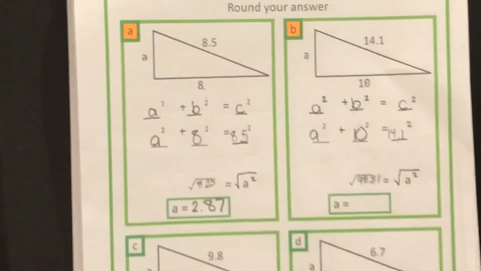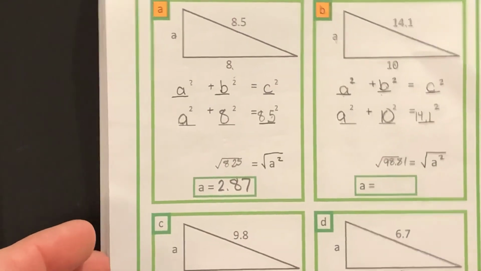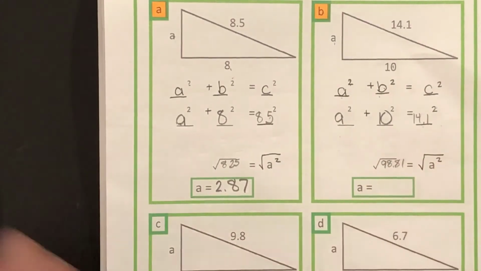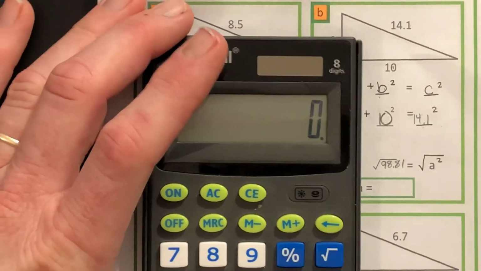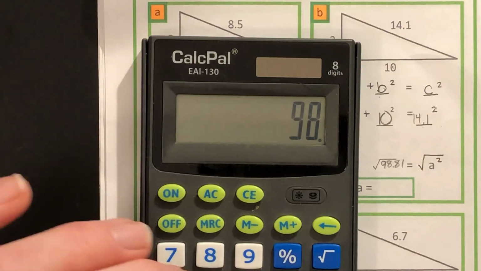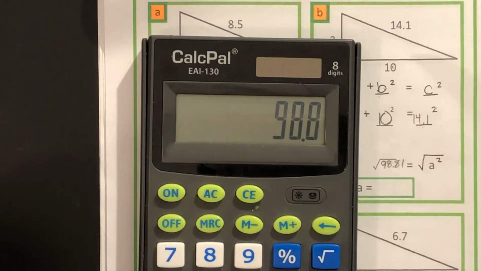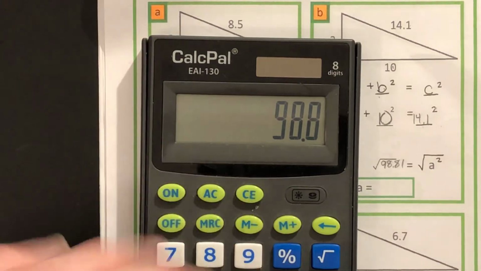Okay, so now the square root of a squared is a. The square root of 98.81 is not yet revealed. I'm going to guess that it's a tiny, tiny bit smaller than 10. It's going to be 9 point something, because the square root of 100 is 10. This is slightly smaller than 100. I already know it's going to be 9 point something because it's so close to 100.